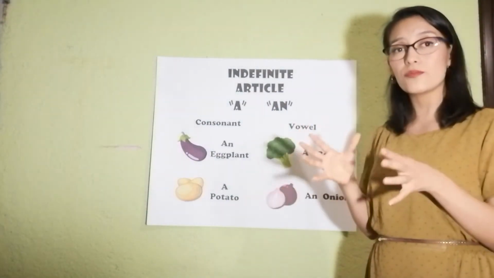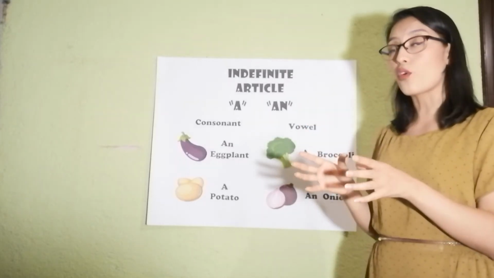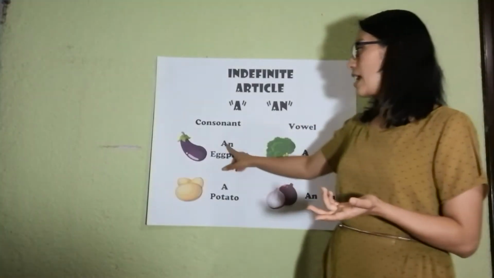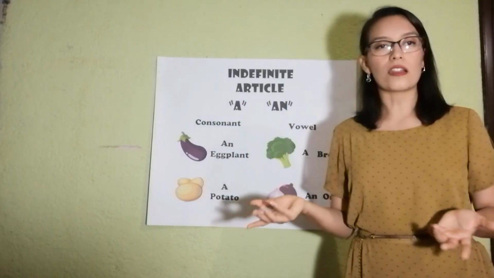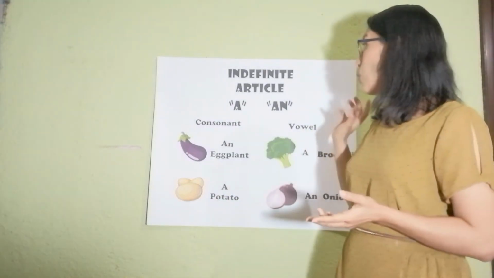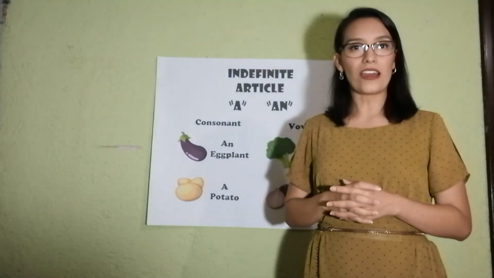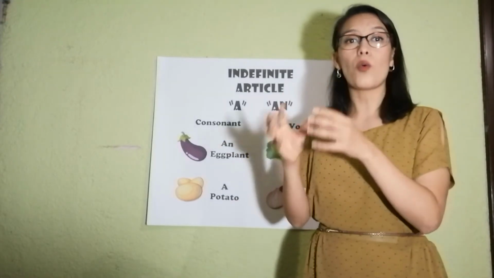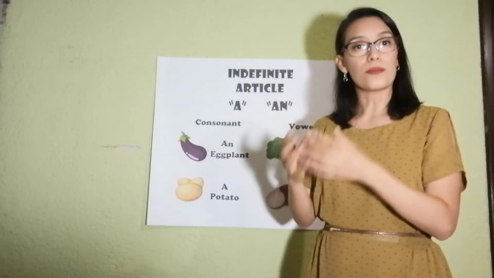So when we mention in this way like a broccoli, it could be any broccoli around the world. It doesn't have to be a particular or a specific broccoli. Or when we say an eggplant, it could be any eggplant around the world. So this is why it's called indefinite, because we don't define what object we are mentioning.